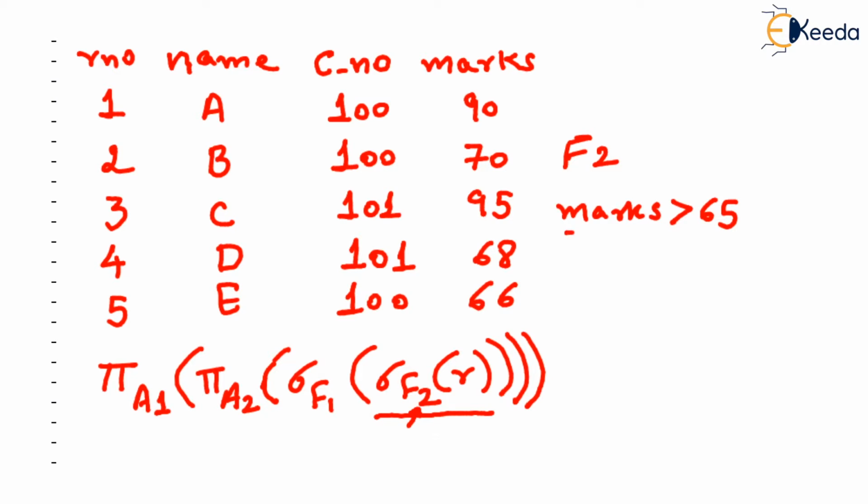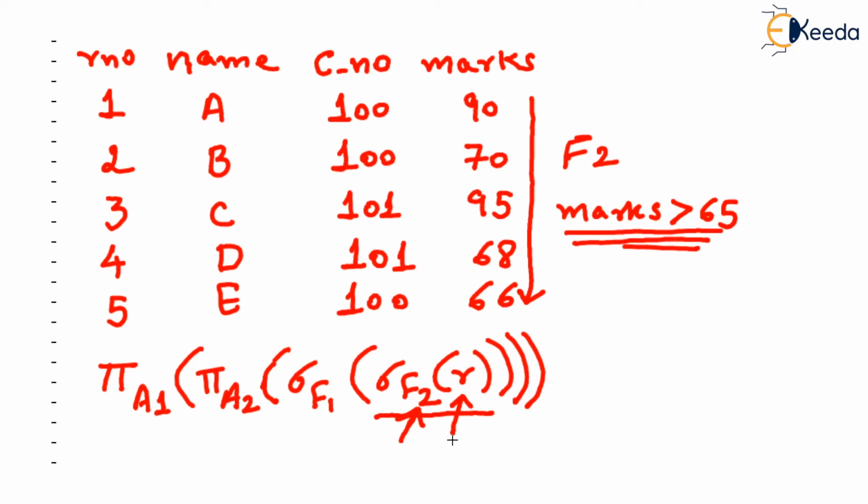Can you imagine, from relation R we are pulling out those tuples? What is F2, by the way? We are pulling out those tuples where marks are greater than 65. What that means is all these tuples will be selected because everywhere the marks are greater than 65.